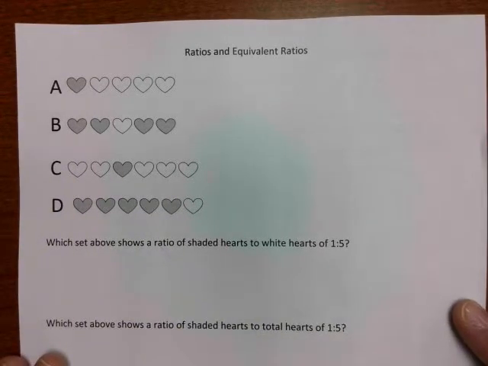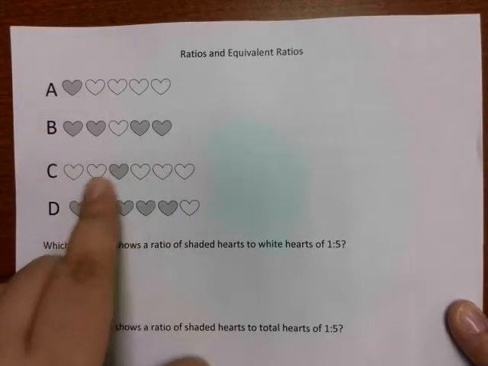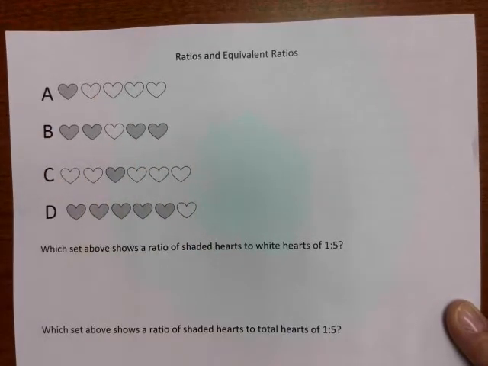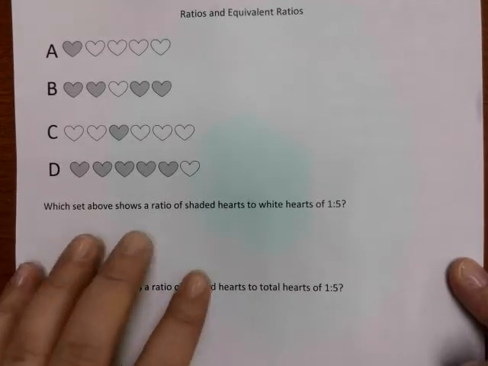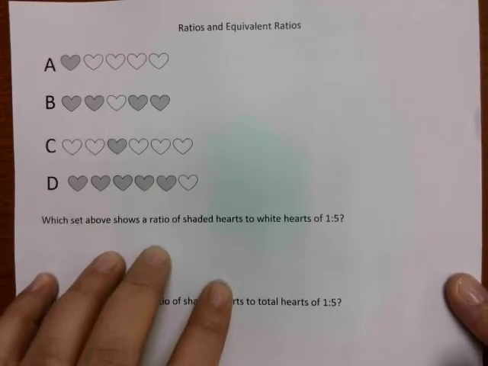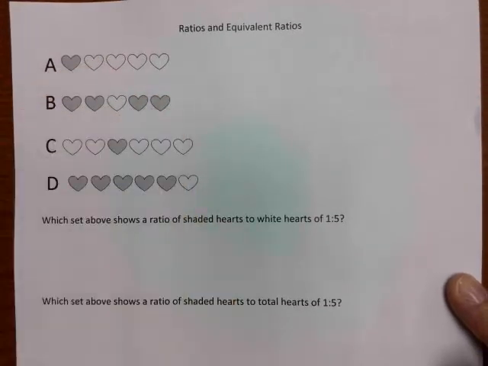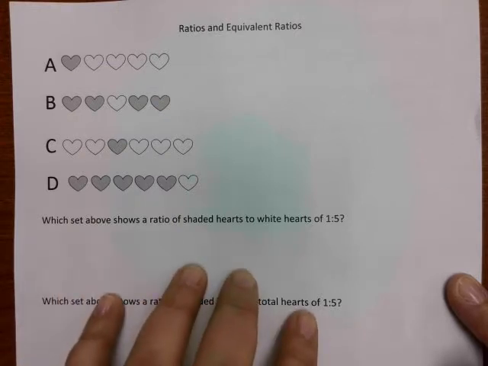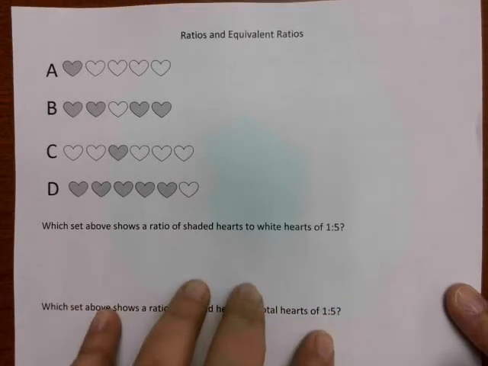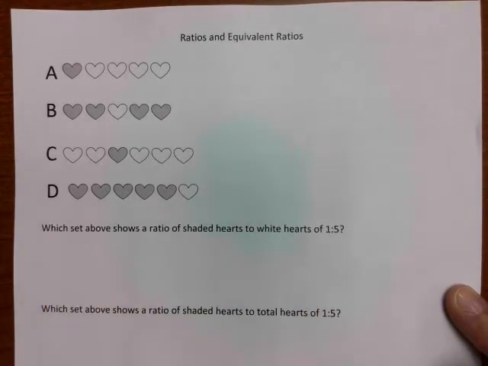So you can notice here we have A through D, and they all have hearts. Some of them shaded, some of them are not. And then down here below, we have some questions that we are going to answer off of these. Remember that I do have a copy of this in Canvas, so if you're at home and you have a printer, you're more than welcome to print it, so you have it and you can write on it.